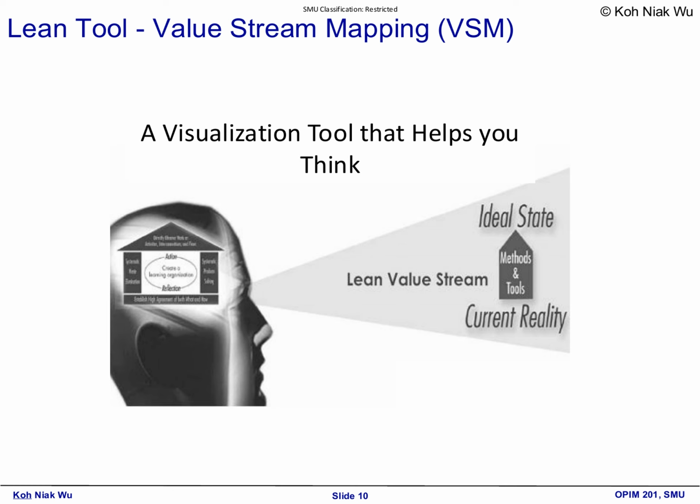To move from the current reality to the ideal state, the team employs various lean tools and methodologies. For example, they might implement just-in-time (JIT) production, which ensures that materials arrive exactly when needed, reducing excess inventory. They could also introduce Kaizen, a philosophy of continuous improvement, where small, incremental changes are made regularly to enhance efficiency.